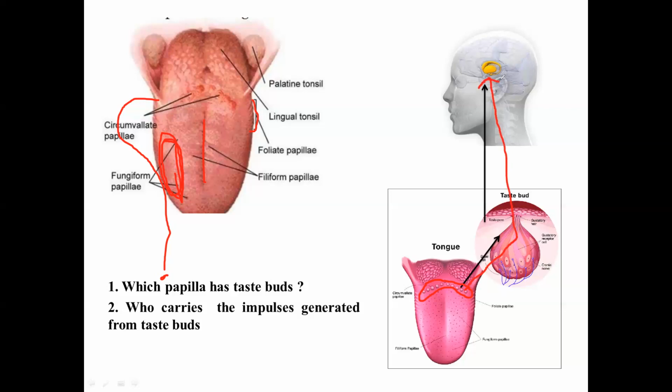These taste buds carry the taste impulses from the circumvallate papilla to the hypothalamus. From the hypothalamus, which is a relay station, the hypothalamus will tell the cortex that such taste has reached. So the taste buds are present in the circumvallate papilla. The impulses generated from the taste buds reach the hypothalamus and then are transferred to the cortex.